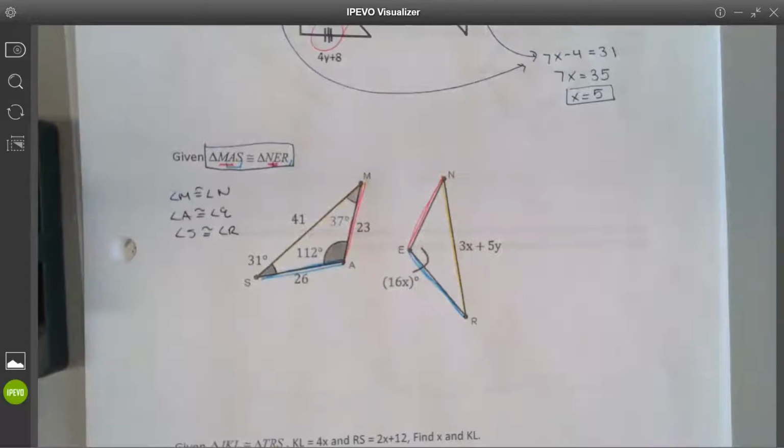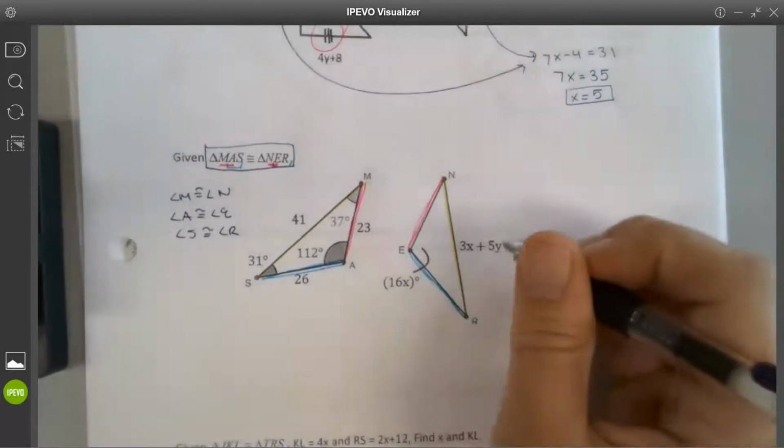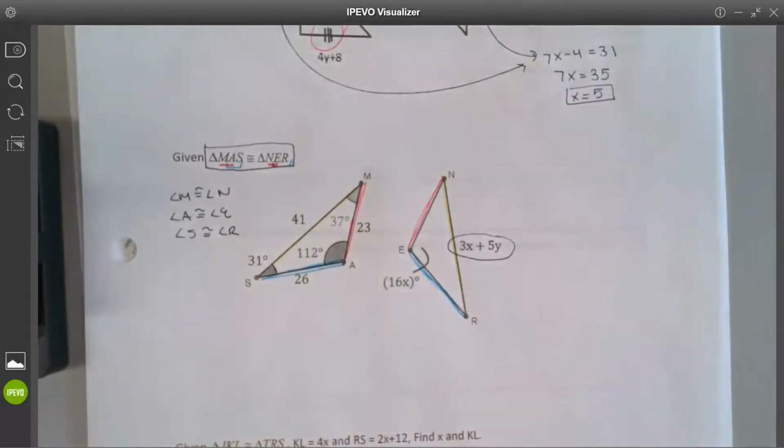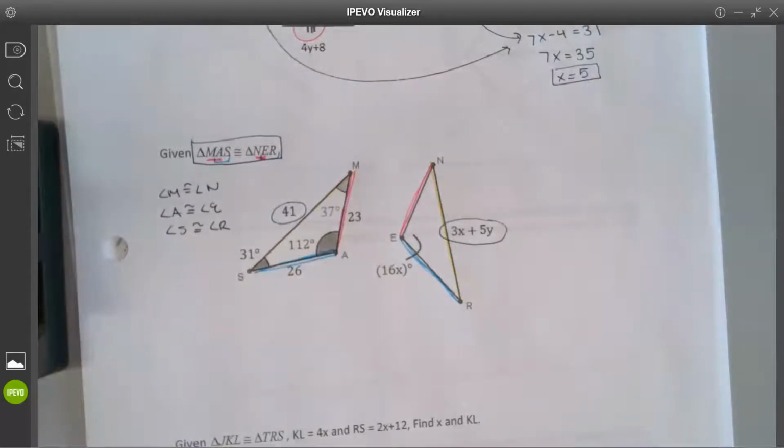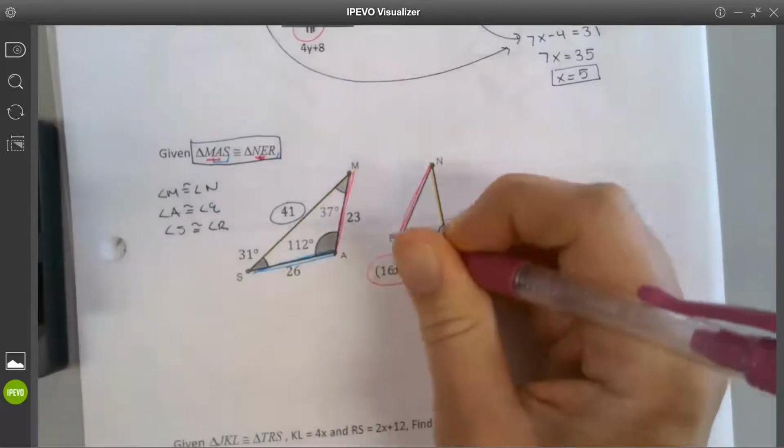Now, I can't really start with my sides. The only variable that I have for my sides is right here. I have 3x plus 5y, which I know will correspond to 41, because those are my corresponding sides. Why can't I start there? There's 2 variables. So I need to start somewhere else. So I'm looking for another variable. Where's my other variable piece? Which angle? Angle E. So the other place I have a variable is right here, angle E.